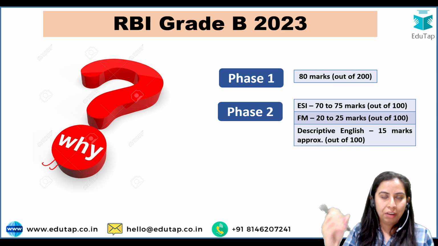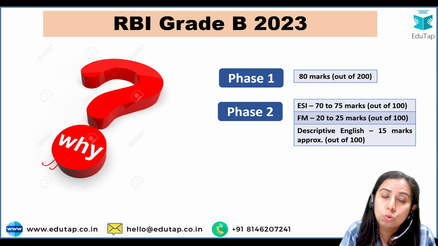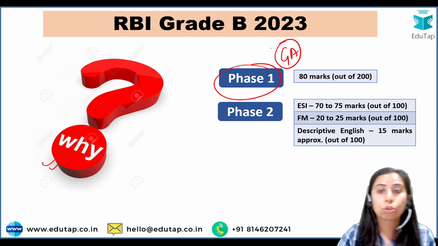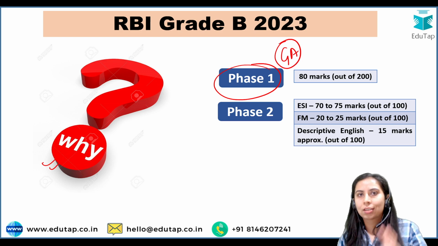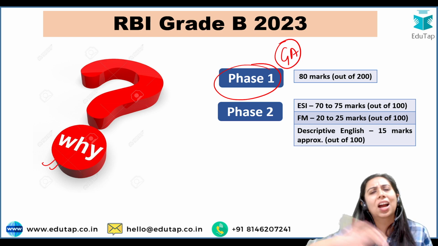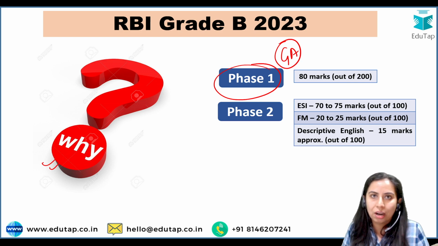RBI examination phase 1 is of 200 marks. Out of those 200, GA section is of 80 marks. So this GA section holds high weightage, very high weightage in the phase 1 part, and this is entirely dependent on current affairs. So 80 marks, these are the ones that you need to get.